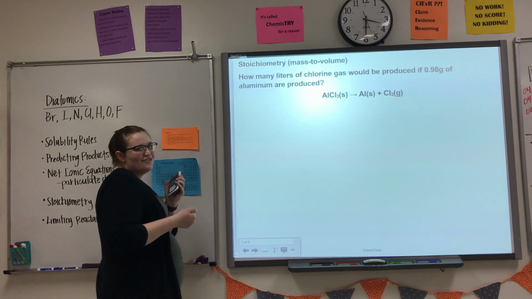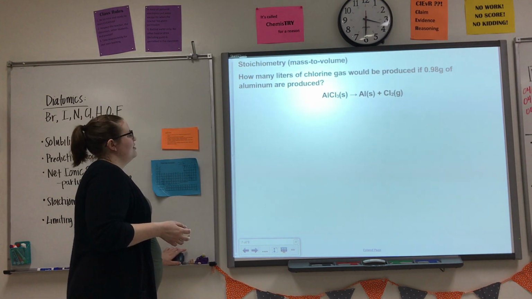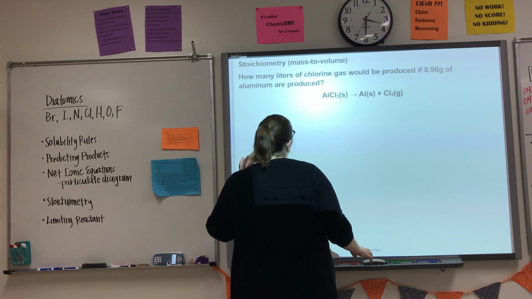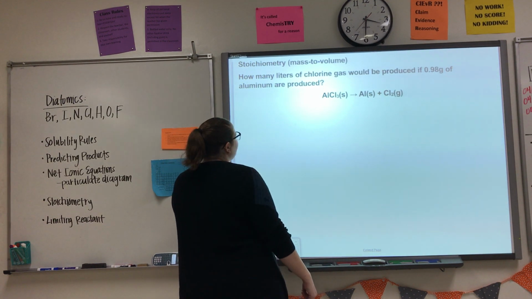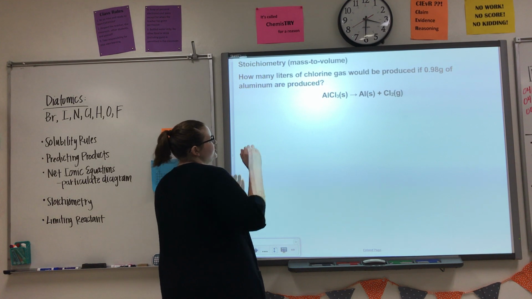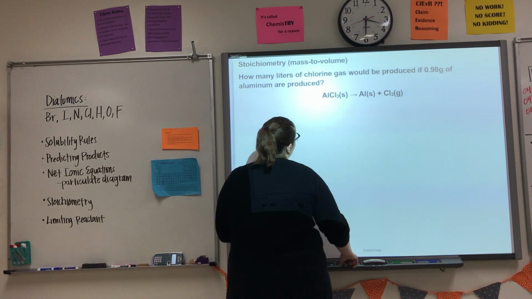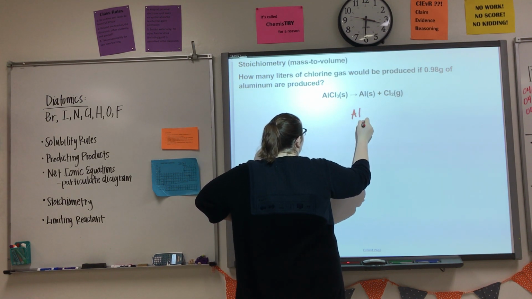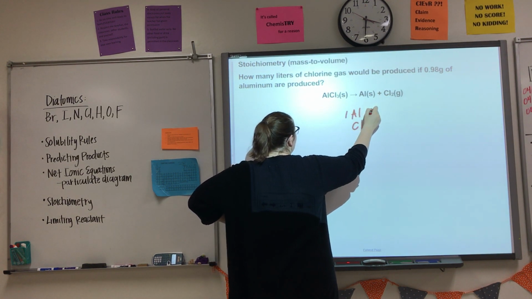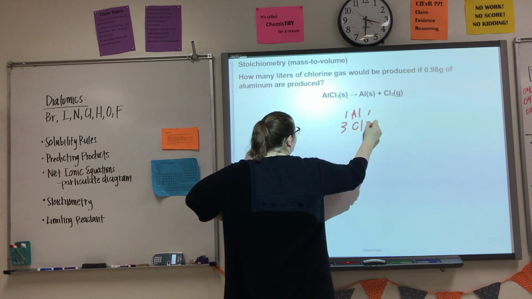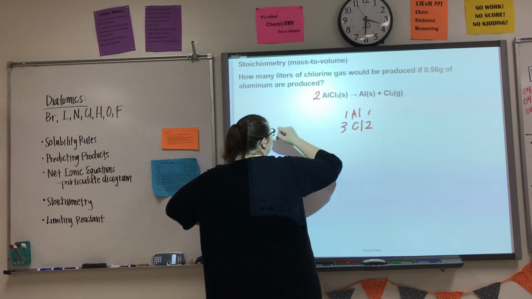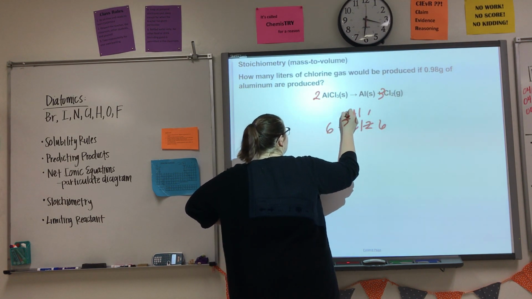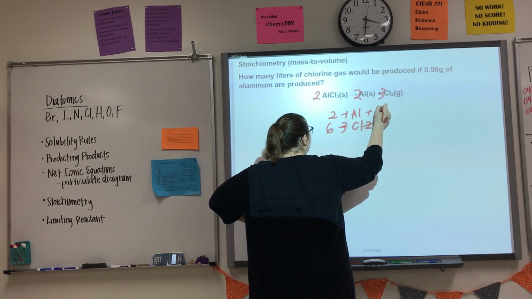All right, let's do a mass to volume. So mass to volume is we're going to start with mass of one product, and we're going to end up with volume of the other one. Or it can be 2 reactants. In this case, it just happens to be 2 products. So let's go ahead and balance to begin with. So aluminum's the same on both sides, and chlorine is a little bit different. So I have a 1-to-1 on aluminum, but I have a 3 to 2 on chlorine, which means I can easily make 6 if I make that a 2, and this a 3. And that also makes this a 2, so we put a 2 right there.